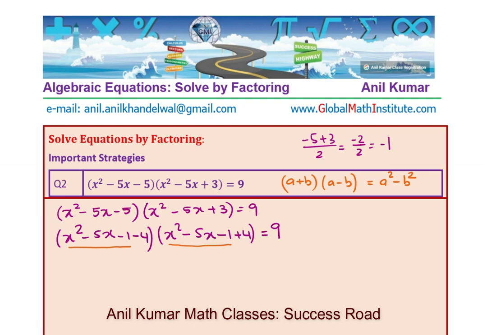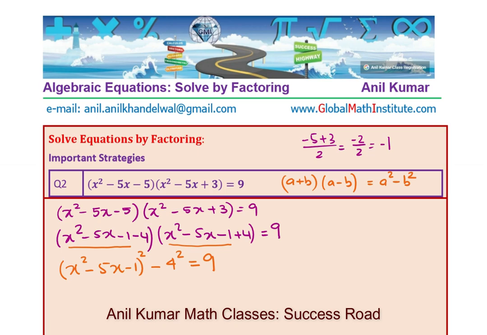So I could write this as a square, which for me is x square minus 5x minus 1 whole square, right? This is a square, right? Minus b square, 4 is b square, right? Minus 4 square equals to 9. Do you see this very critical step?